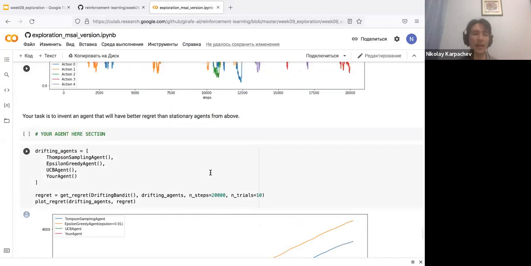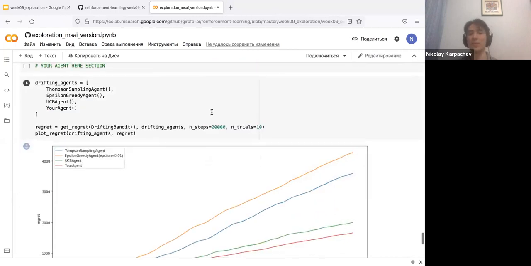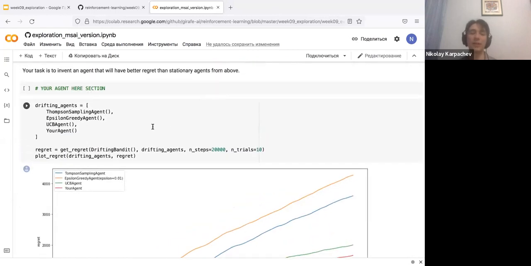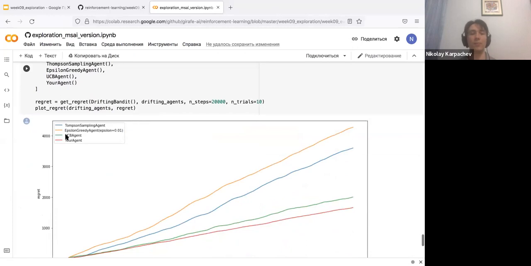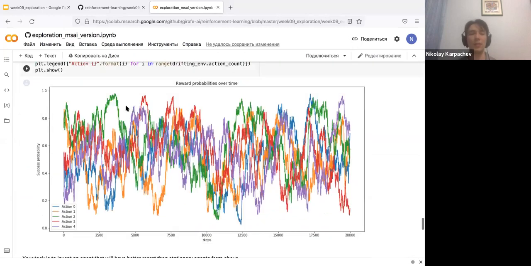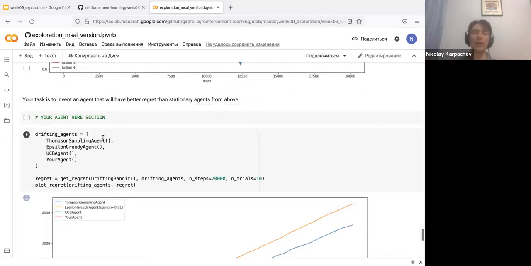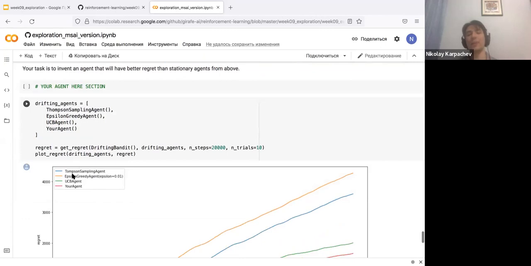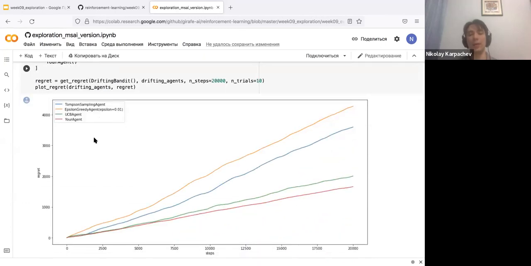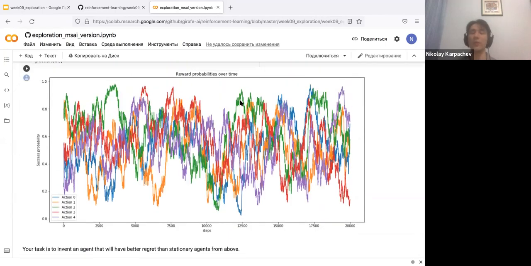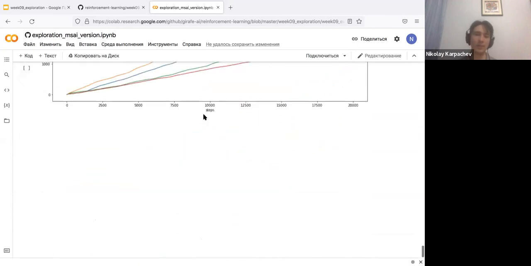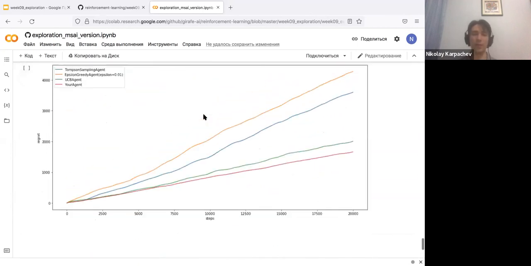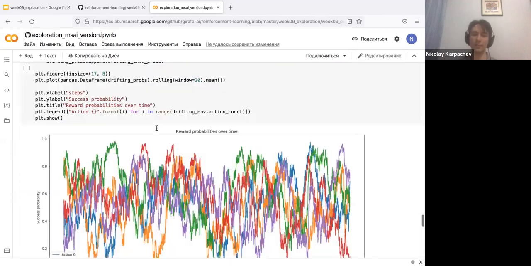And the task is to modify previous agents, or probably make your own exploration strategy that will perform better than UCB in this non-stationary environment. So that's it.